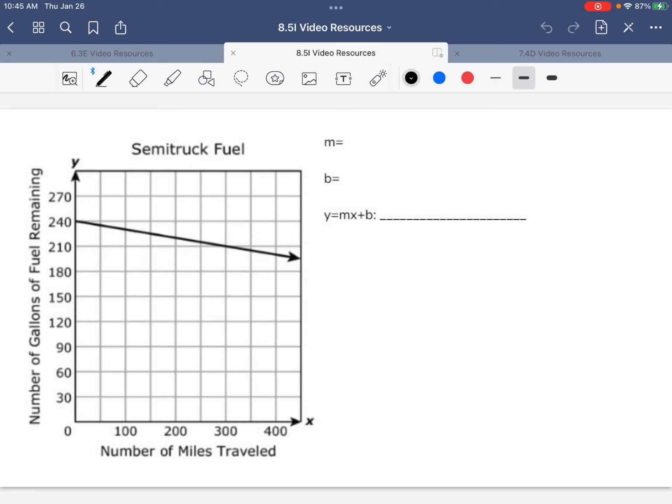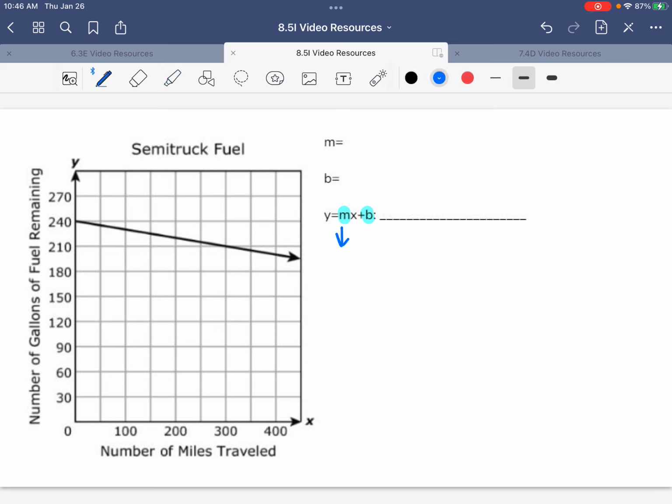Hey guys, today we're going to be looking at how to write an equation in slope-intercept form, which is y equals mx plus b, from a graph. So here we have a graph that is showing us the semi-truck fuel and how the gallons of fuel remaining decrease as the number of miles traveled increase, which is why our line is going down. In order to write our equation, we need to find what our slope is, which is m, and what our b is, which is our y-intercept.